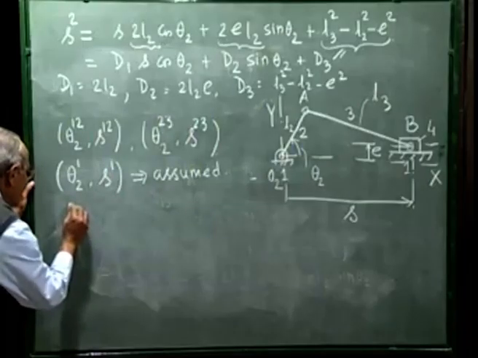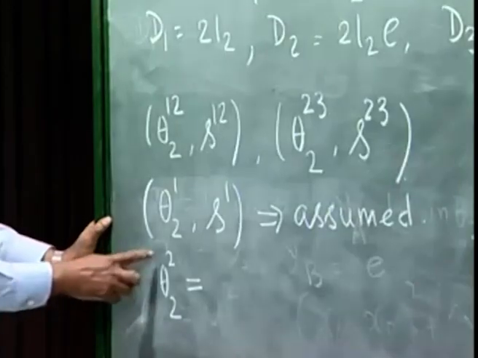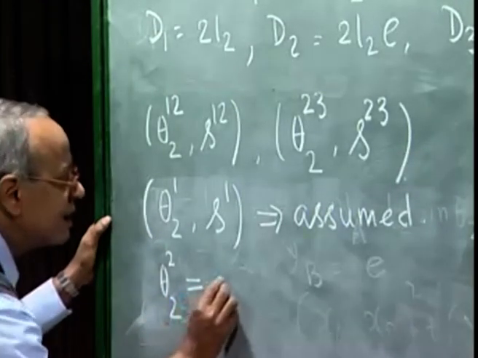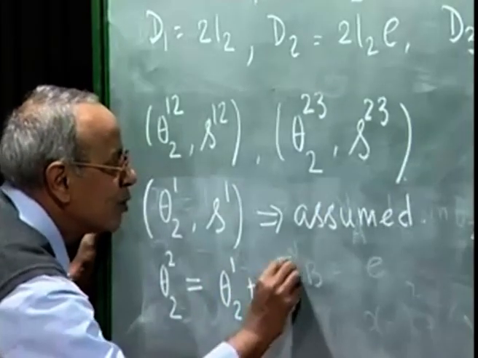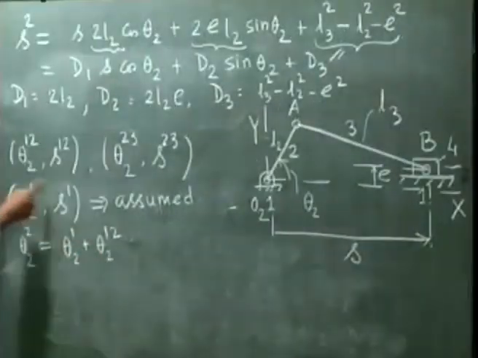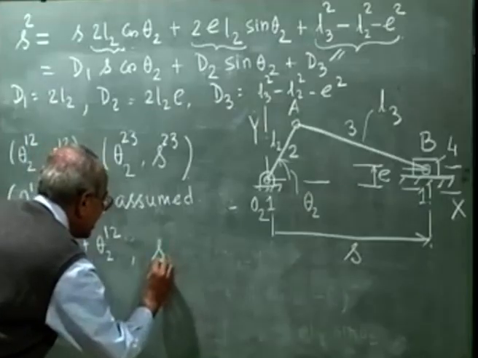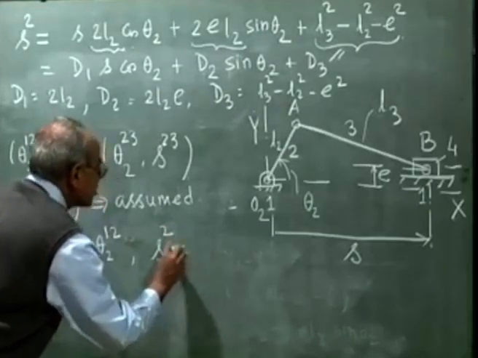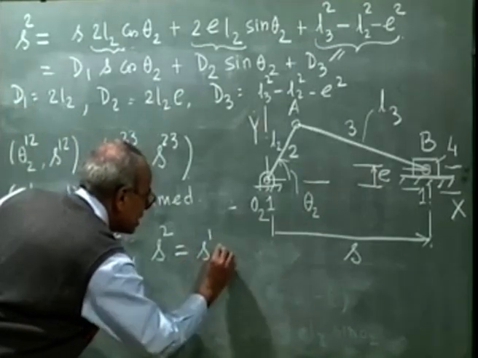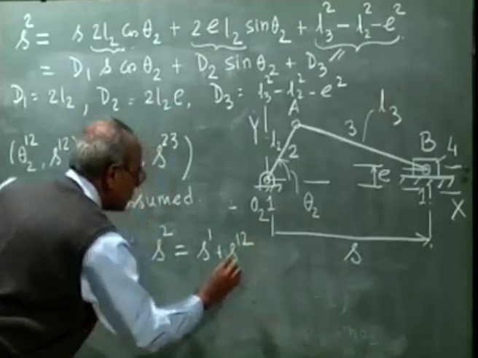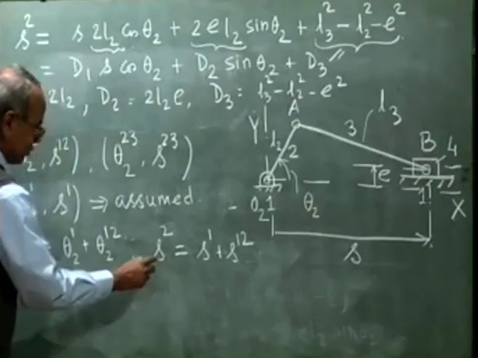From here I can find the values of theta 2 and S2 corresponding to the second accuracy point as theta 2 1 plus theta 2 1 2. This we have assumed, this is given, so I can find theta 2 2. Similarly, I can find the value of S corresponding to the second configuration, or second accuracy point, as S1 plus S12. S1 we have assumed and S12 is prescribed, so I can find S2.